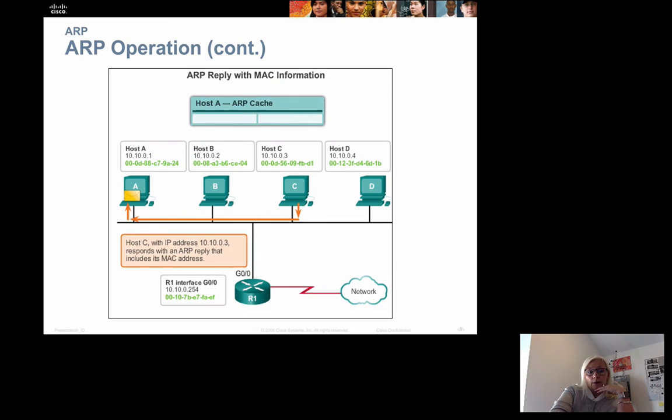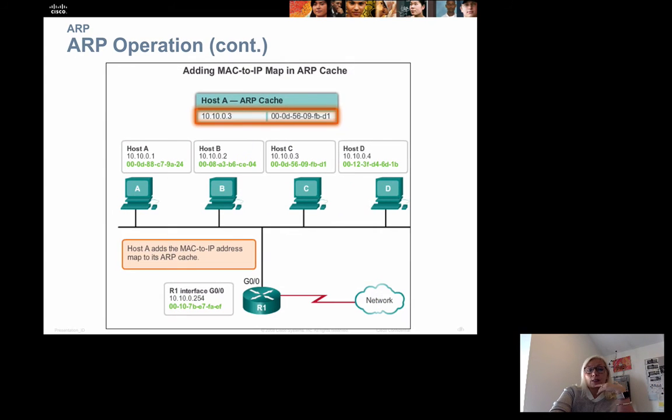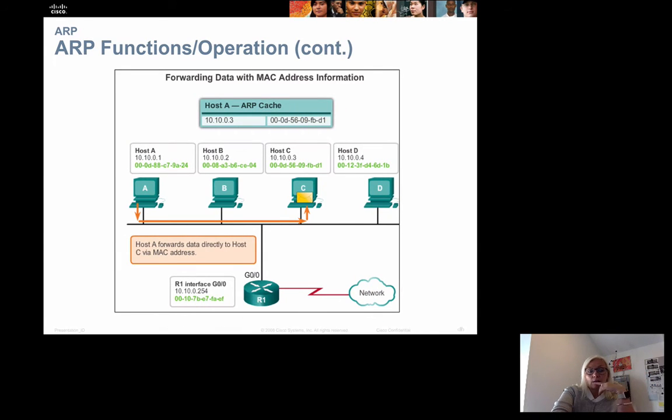Then host C will answer back, well, this is me, I have IP address 10.10.0.3, and here is my reply, and here is my MAC address. And then this MAC address will be put into the ARP table, the ARP cache on host A, so that it now knows the MAC address. And then it can send the unicast directly to host C, because it now knows the MAC address of host C.